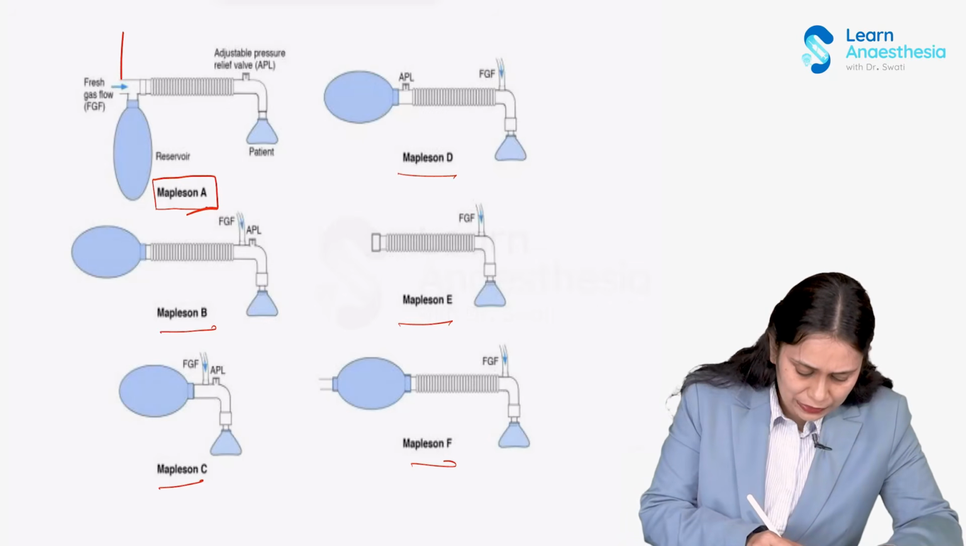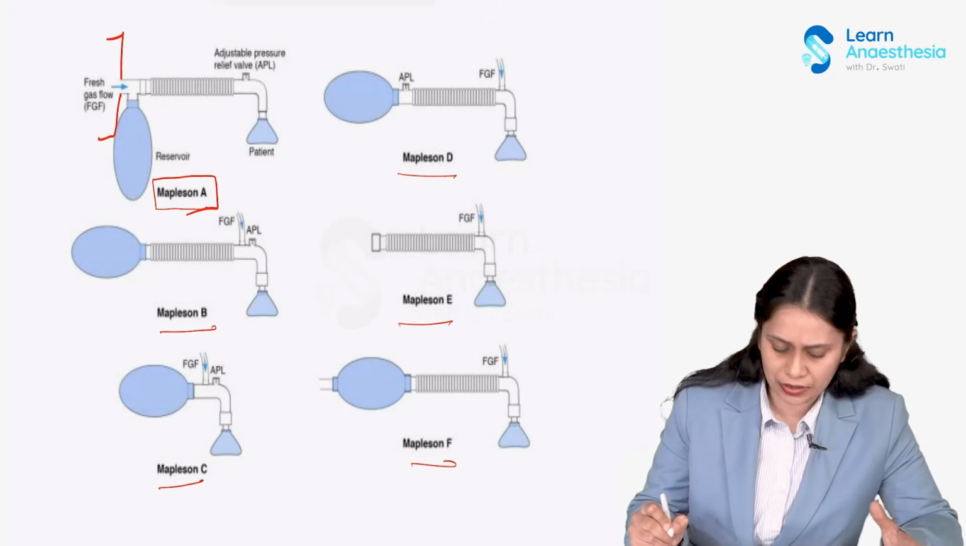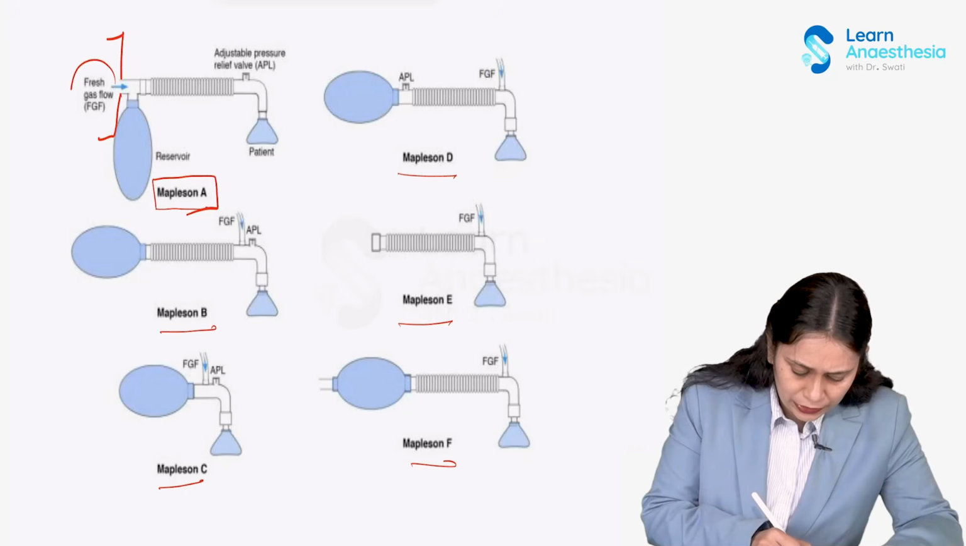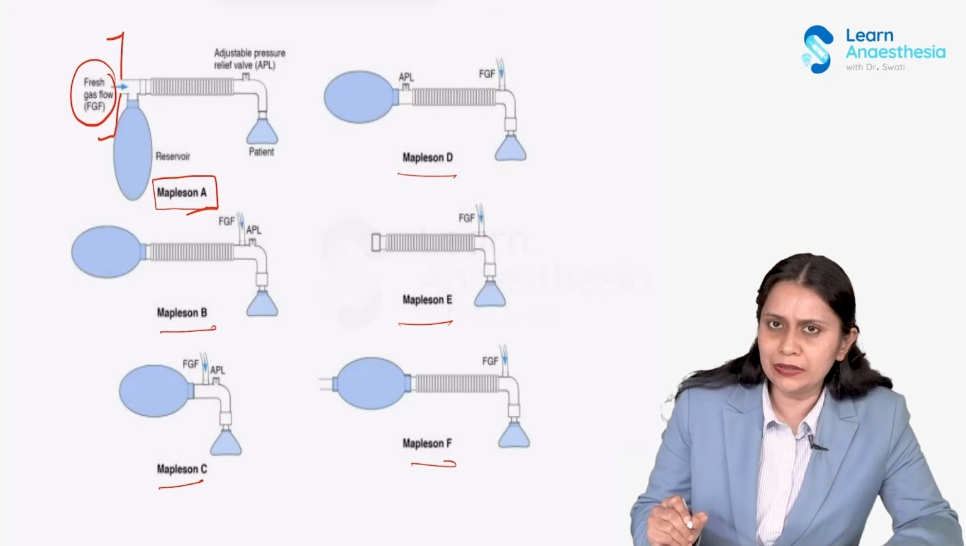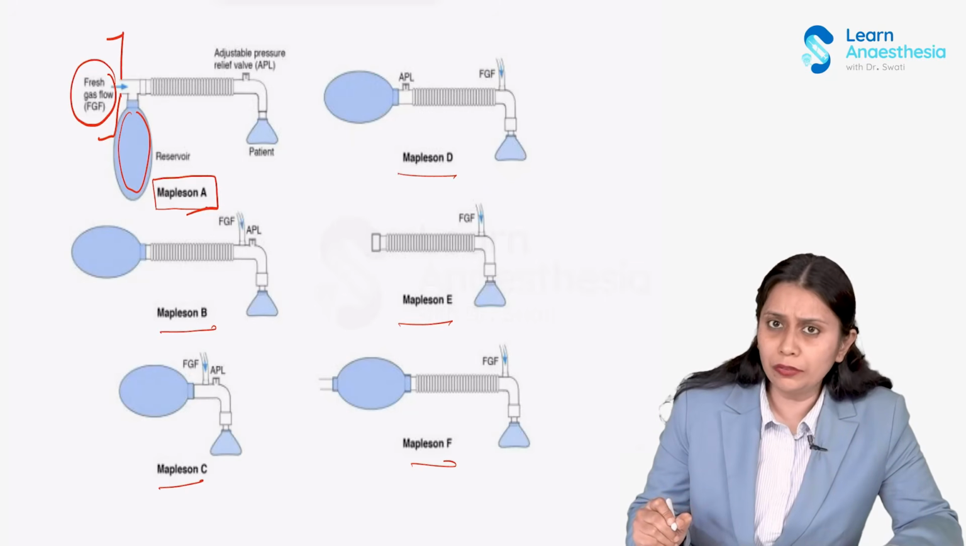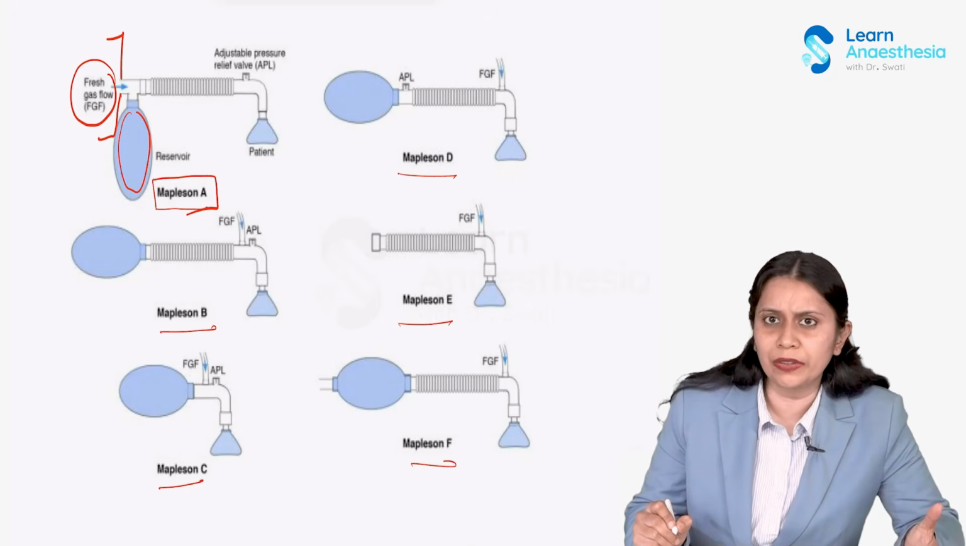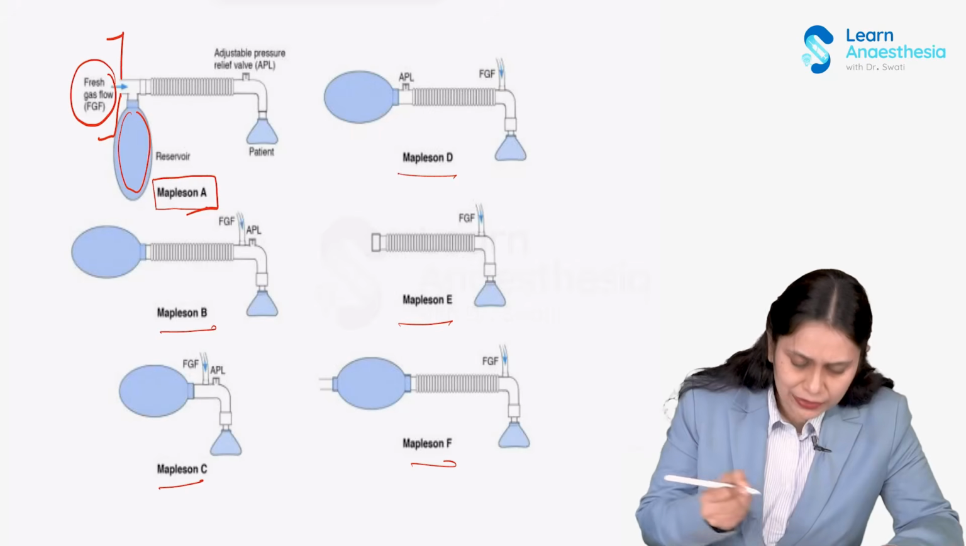Now, this is the first part. It is the fresh gas flow inlet, the first part of the Mapleson A circuit. This is also called the anesthesia machine end of the circuit. Then you see, this is the reservoir bag made up of rubber or neoprene. This bag expands when the gas fills it. It acts as a reservoir bag in spontaneous ventilation and is used for creating positive pressure for positive pressure ventilation. So this is the second part.